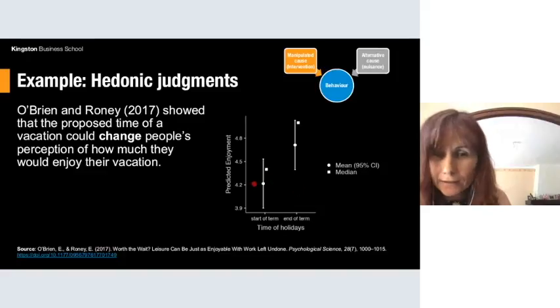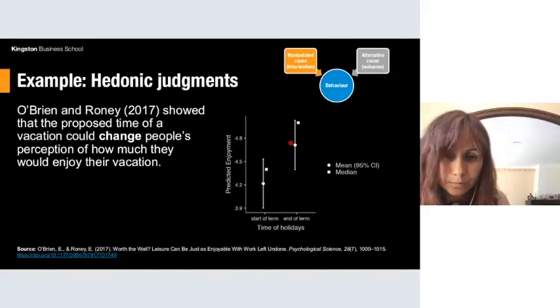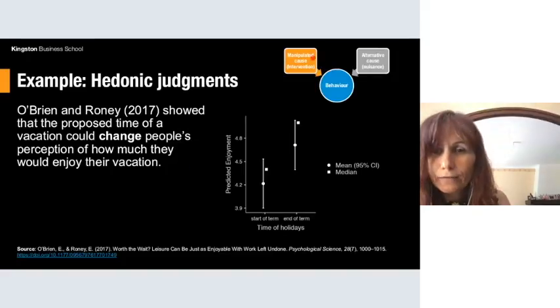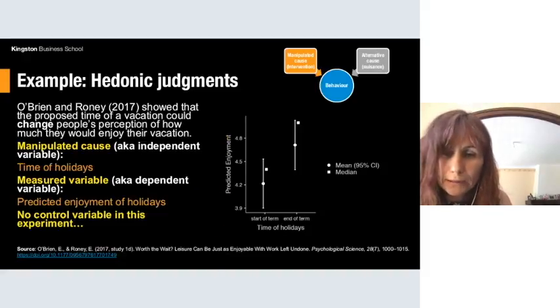What you find here is that the enjoyment is much lower when people have to imagine that they will start with a holiday at the start of term and then do all the work that they have to do, than when they have a chance to complete all their work and then have a holiday. So in this sense, we have a manipulated cause here, which is the timing of the holiday. If you're told that your holiday is at the beginning or at the end of term, and then you have a measure of behavior, which is how much you think you will enjoy your holiday when it takes place.